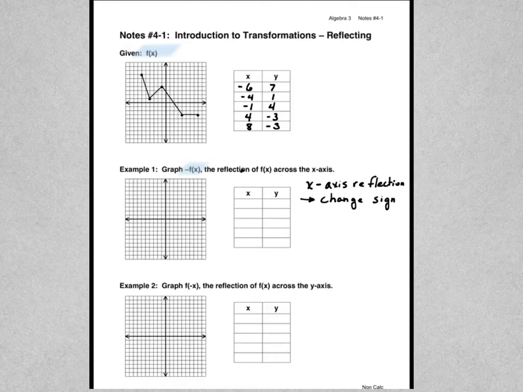Change the sign of your y. Okay, so what does that look like? You're going to have -6. Your x's are going to stay the same, but your y is going to become -7. Look back at the original points. -4 then will have a -1. -1 will become -4. And then these last two y's only are going to change signs, so we have 4, 3 and 8, 3.